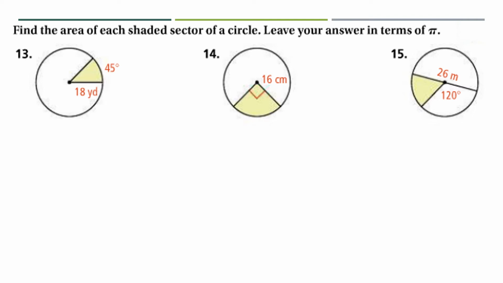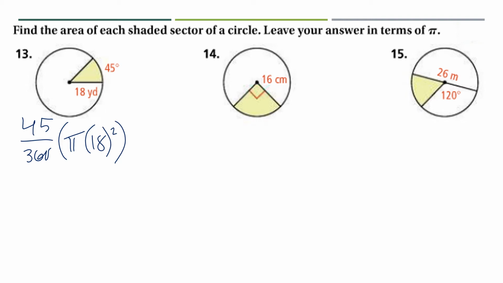So for number 13, we have 45 degrees as our arc measure. So we're going to have 45 over 360 times pi r squared.